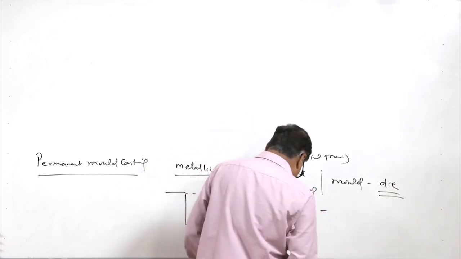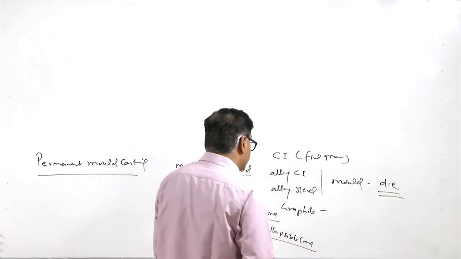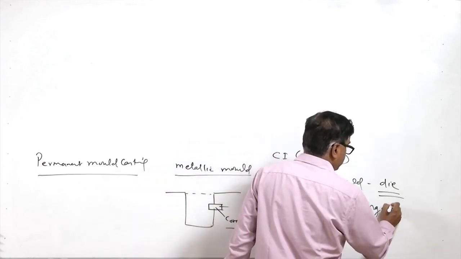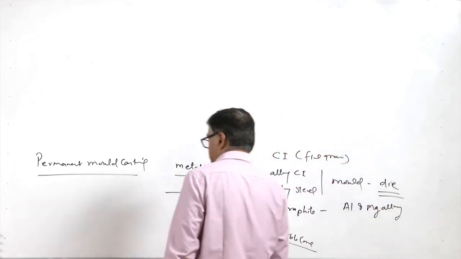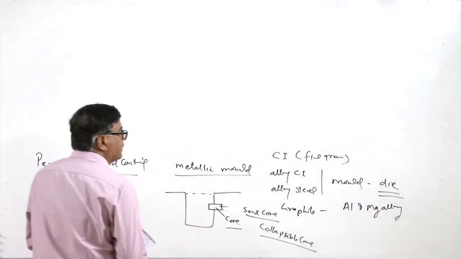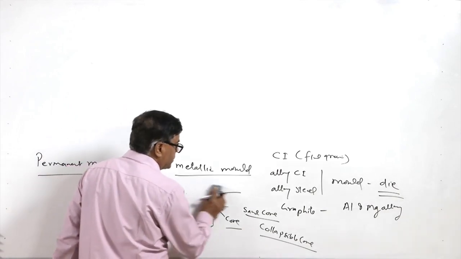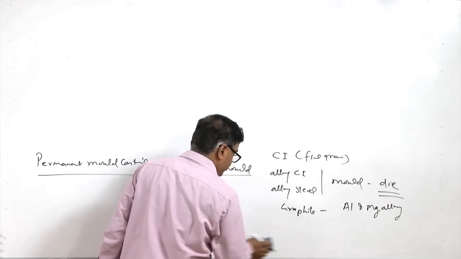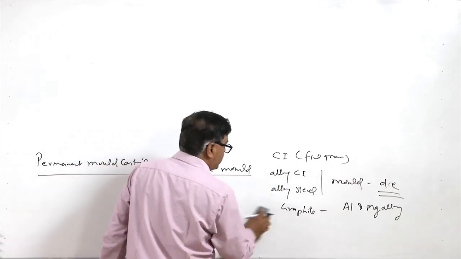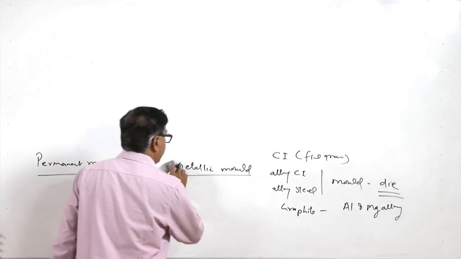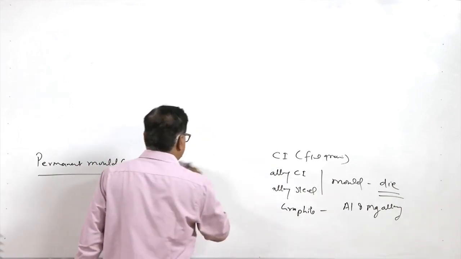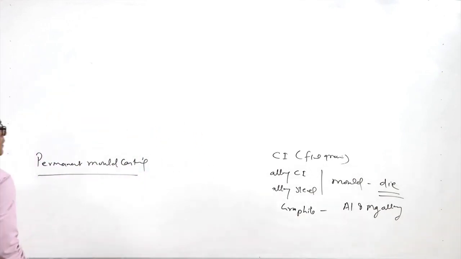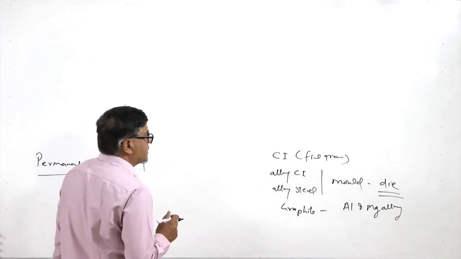Graphite mold is mostly used for non-ferrous metals like aluminum and magnesium alloy castings. The higher the temperature of the molten metal to be used, the lower will be the life of the mold, because the mold has to handle the heat, the temperature and the metallostatic pressure.